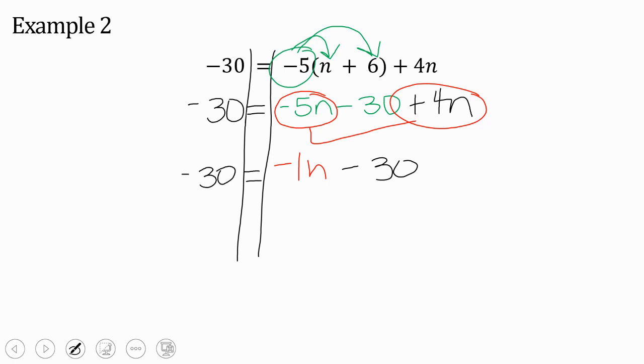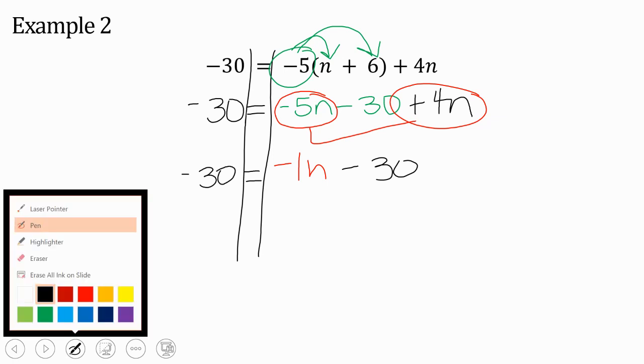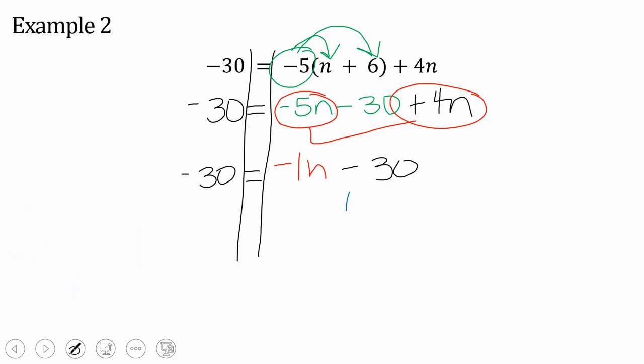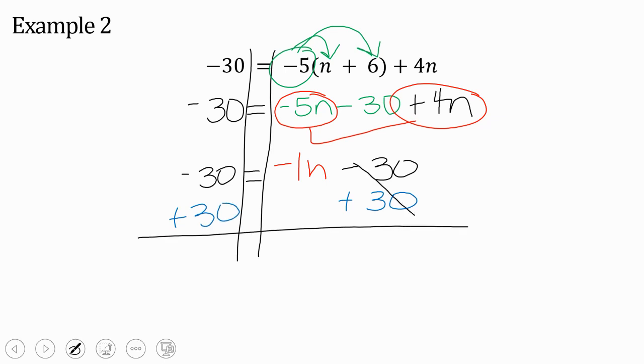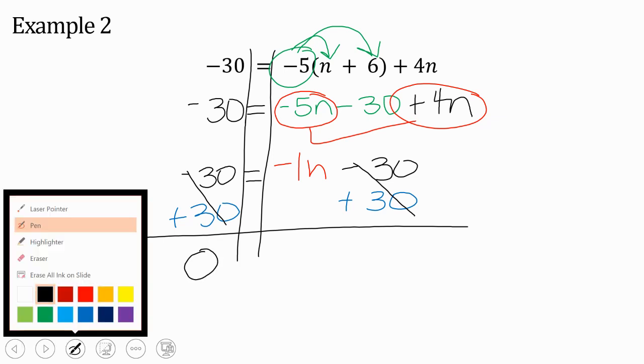Okay, so now we just have a 2-step equation. We're going to solve using inverse operations. Let's add this 30 to both sides. Remember, we want to get that n by itself. That's going to cancel. And this also cancels. So we're left with a 0 here. But we need to keep solving because n is not by itself yet.